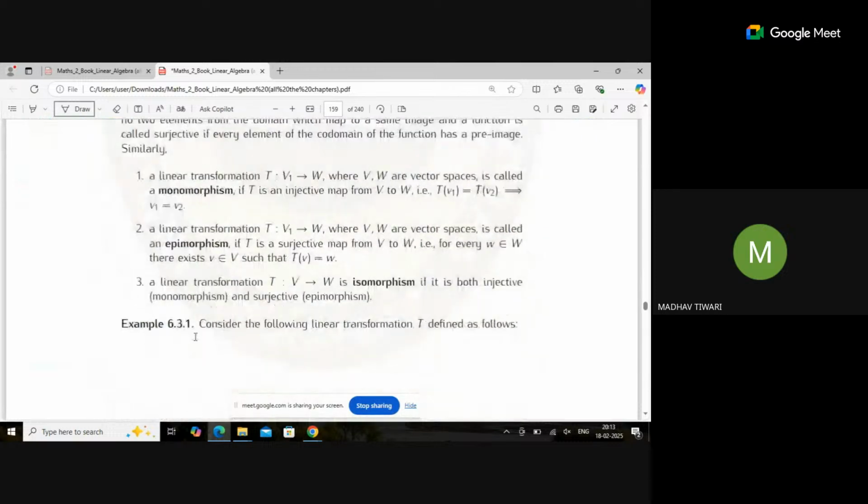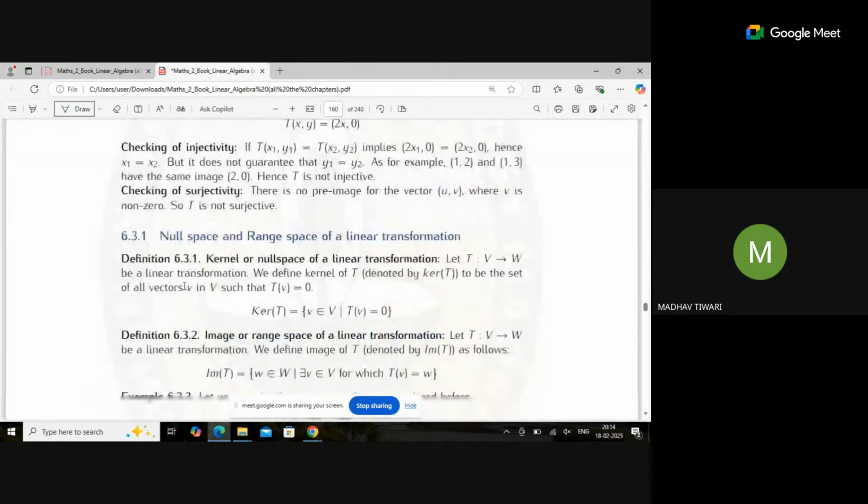Injectivity and surjectivity. We also use the terminologies monomorphism and epimorphism. If a linear transformation is surjective, we call it an epimorphism, and if it is injective, we call it a monomorphism. And if both properties are satisfied, then we say that it is an isomorphism.